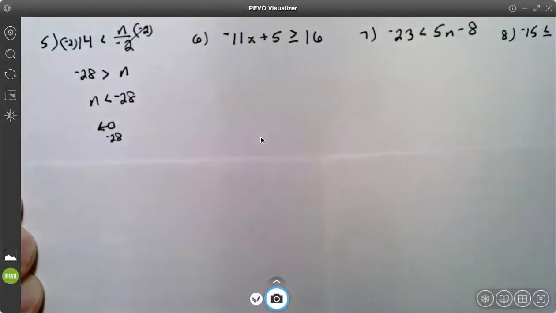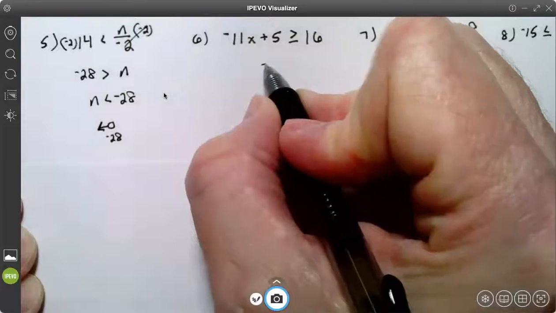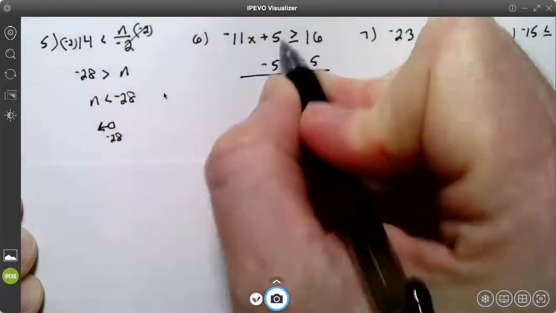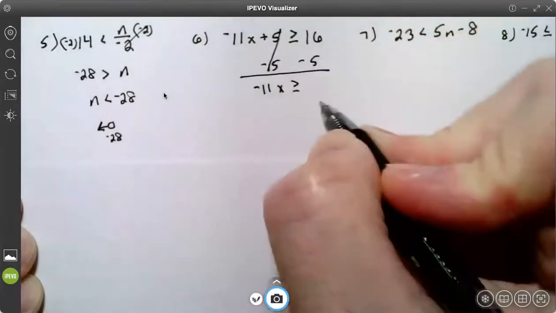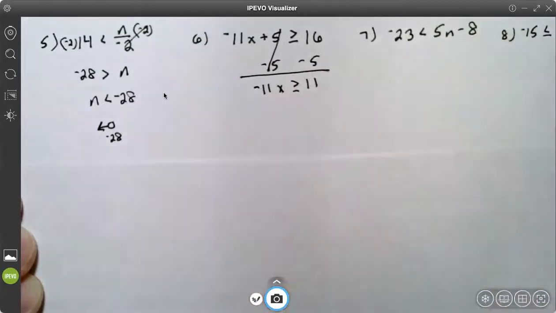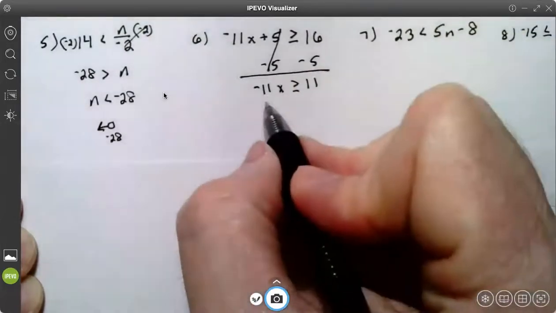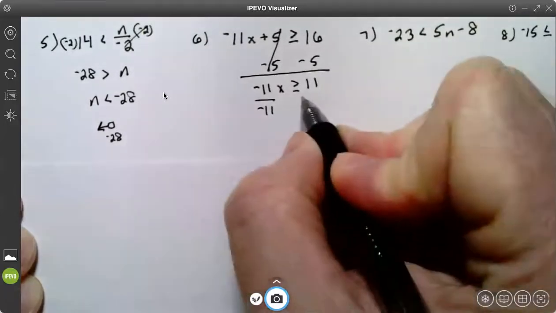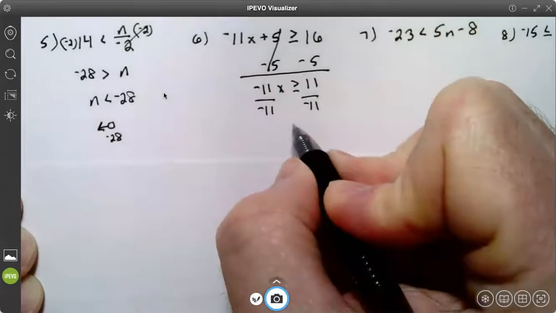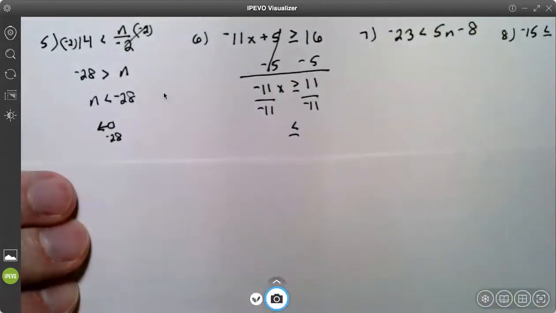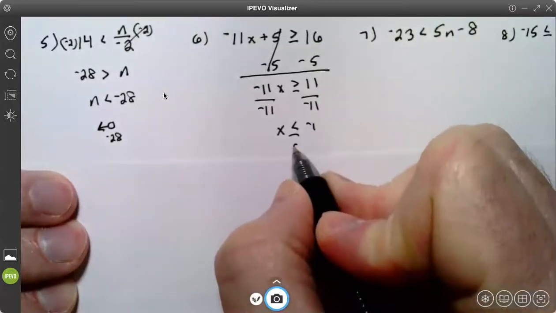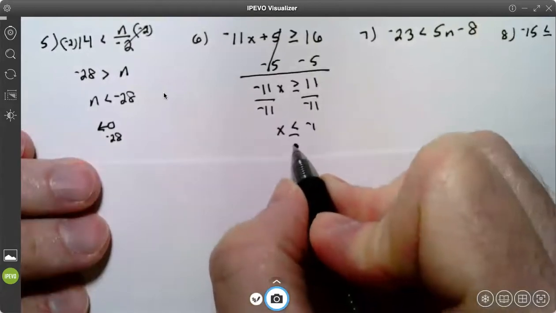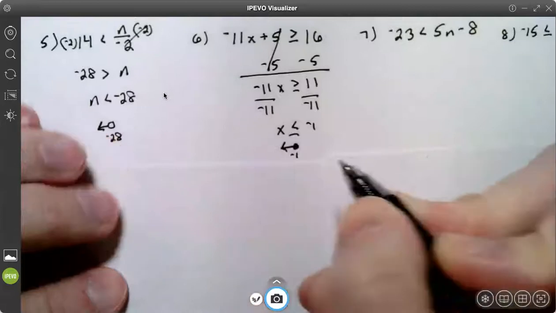Try number 6. On number 6, I have 2 steps. To get rid of plus 5, I minus 5 to both sides. 5 minus 5 is nothing, leaves me with negative 11x. I didn't multiply or divide by negative, so my symbol or sign, however you want to call it, comes down. And that's 11. Now, to get rid of times negative 11, I divide both sides by negative 11. I divided by negative, so I'm going to flip my symbol. And I get x is less than or equal to negative 1. So closed circle to the left over negative 1.